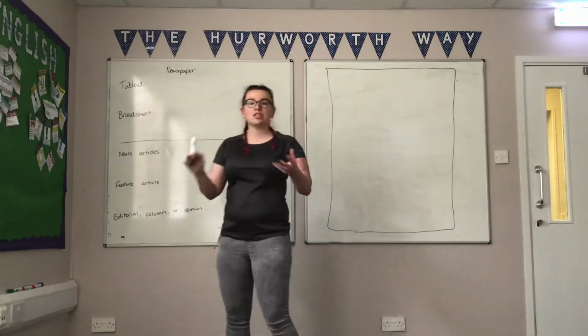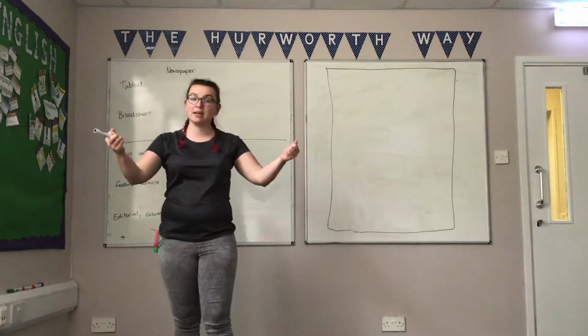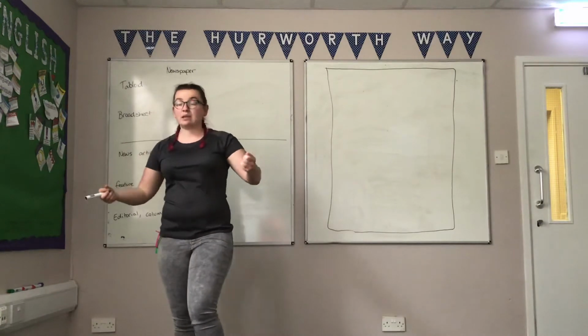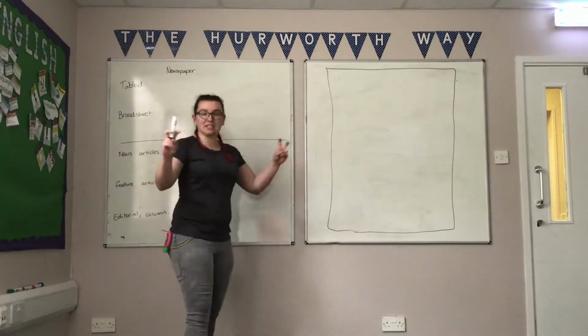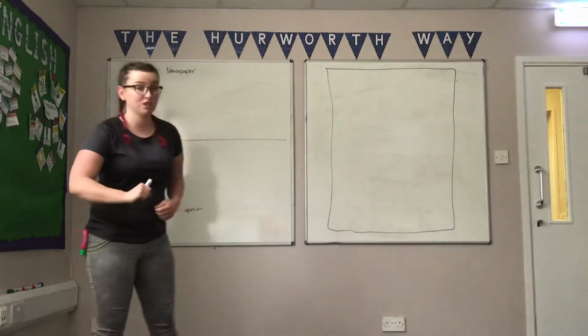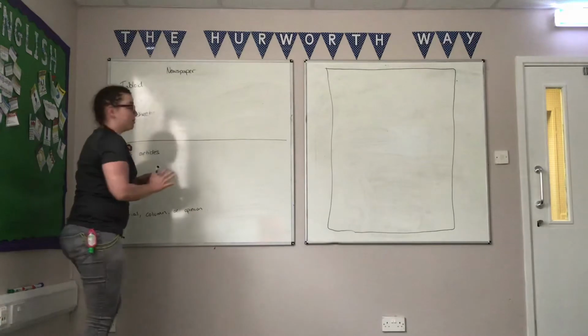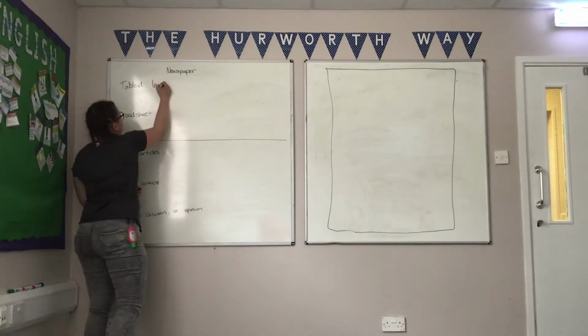Tabloid visually tends to look small, it's more compact than a broadsheet, which tends to be quite big. If you ever see in movies, if they're playing a serious character, they also have this big massive newspaper where you can't see their face. That tends to be a broadsheet. Tabloids tend to be very informal, okay? Tend to be very informal.